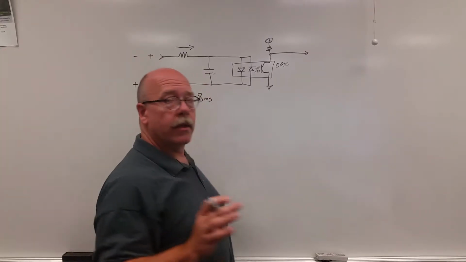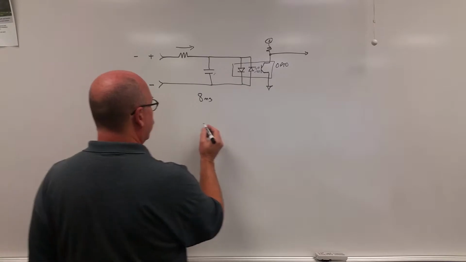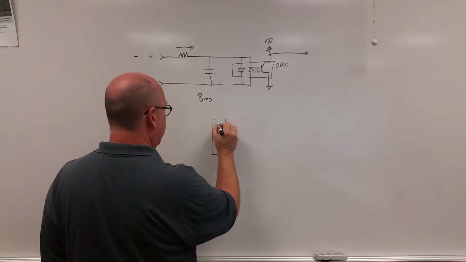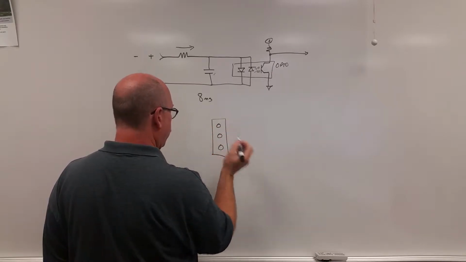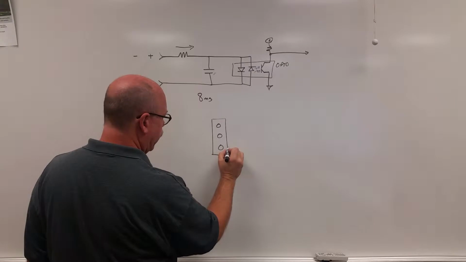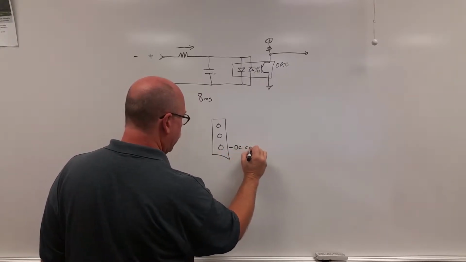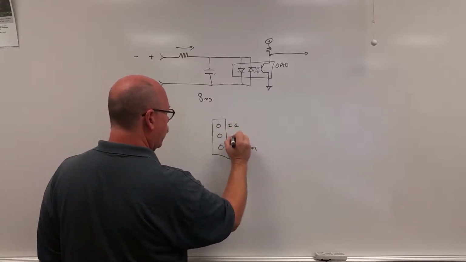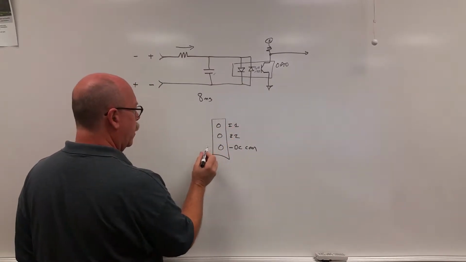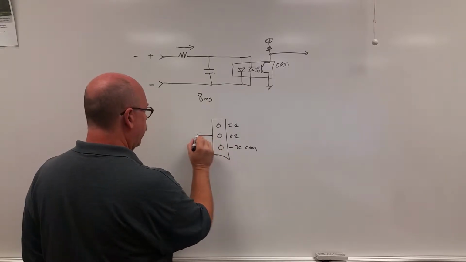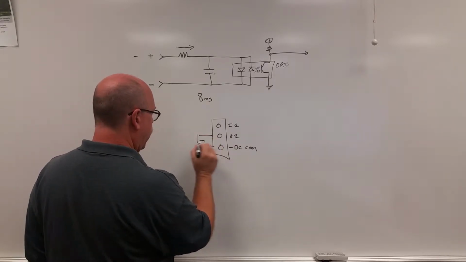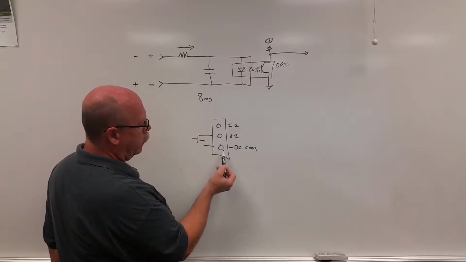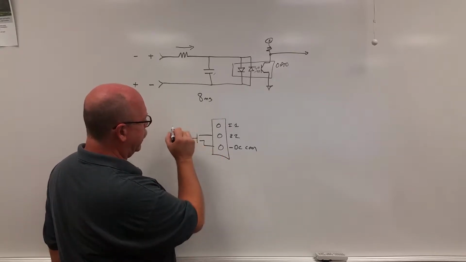In sinking inputs, you have connections to the PLC, and you have a ground, or as they call it, a DC common. I'll just call this input 1 and input 2. For this particular situation, if I was to place a switch here, I am taking the terminal to ground, which means I'm sinking the input.